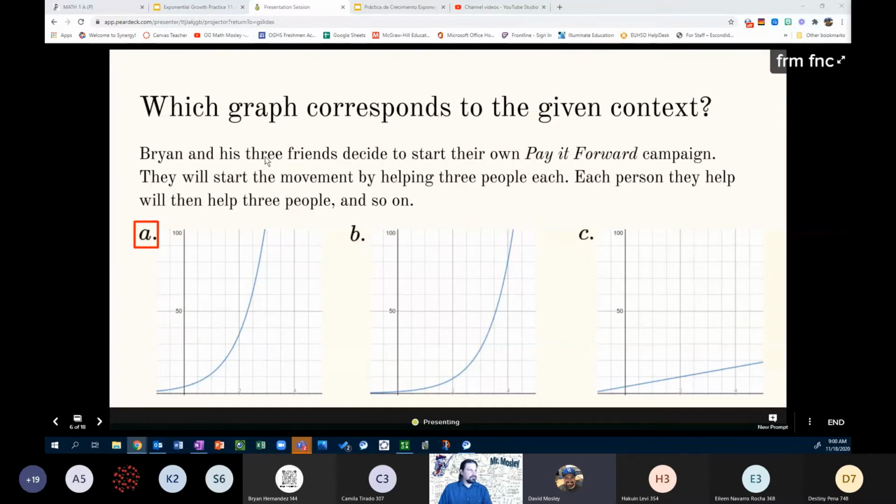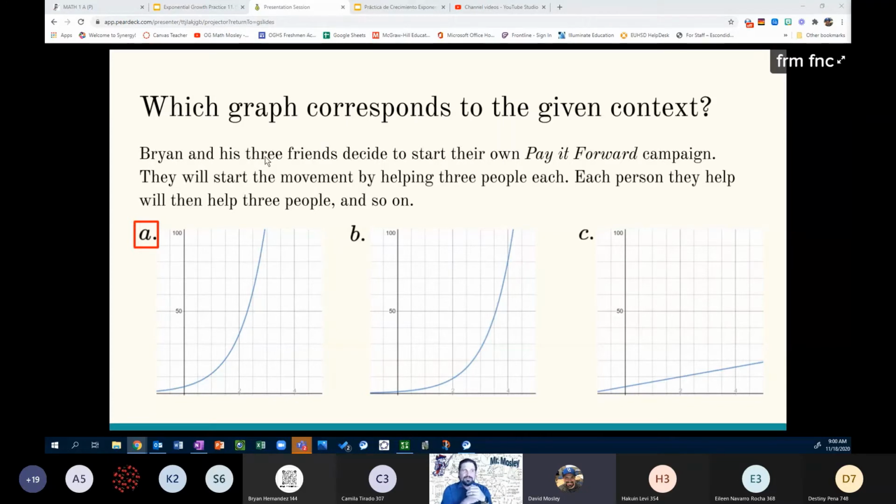If we look, how many people are starting the process with Brian? We have Brian. Sure. So if we look at the first sentence of this context, we have Brian and his 3 friends decide to start their own Pay It Forward campaign. So how many people are starting the process? A total of 4. Total of 4, right.